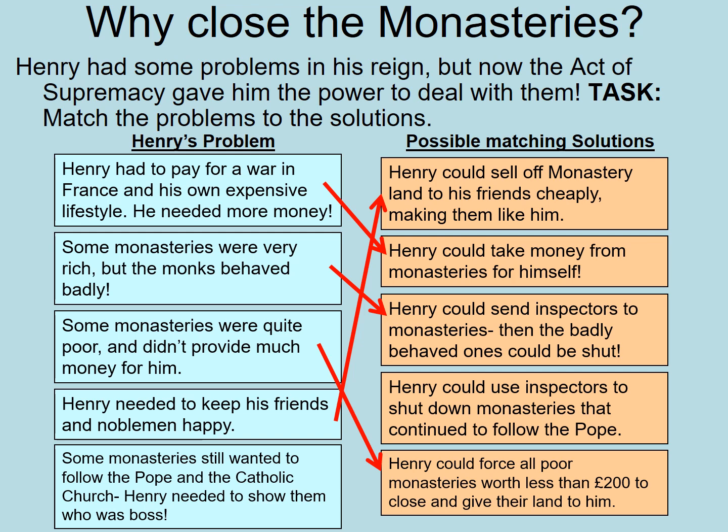And some monasteries still wanted to follow the Pope and the Catholic Church. Henry needed to show them who was boss. Henry could use inspectors to shut down monasteries that continued to follow the Pope. Some abbots were even beheaded for continuing to follow the Pope. There was even a rebellion by people who supported the monasteries, known as the Pilgrimage of Grace, but we haven't got time to have a look at that now. This gives us an idea of what Henry did to try and solve his problems though, and how closing the monasteries was helpful to him.